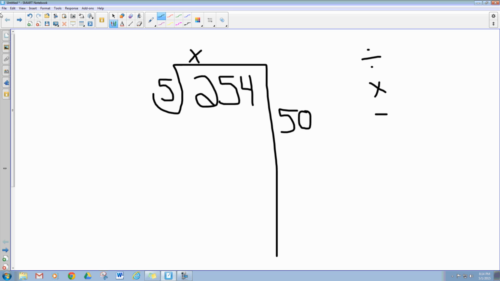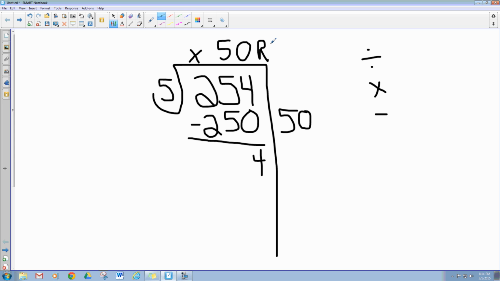So we just divided. Now we will think 5 times 50 is 250, so we will write our 250, and then we would subtract. We are left with 4. 5 doesn't go into 4. The remainder is less than our divisor, so our answer here becomes 50, remainder 4.